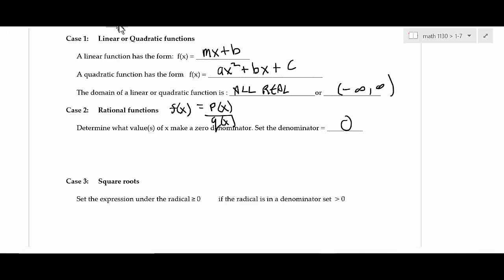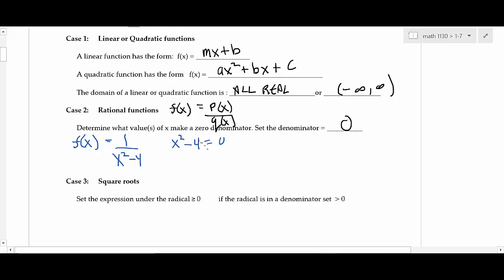So let me have you write down a couple of examples of that. Let's say we have f of x equals 1 over x squared minus 4. You can probably do this in your head. What makes the denominator 0? 2, what else? Negative 2, there's two things. So you set your denominator equal to 0, and then you can solve that. You could either do the square root property or you can factor it. Doesn't make any difference. This time I'm just going to go x squared equals 4. Then I square root both sides. So I get x equals plus or minus 2.